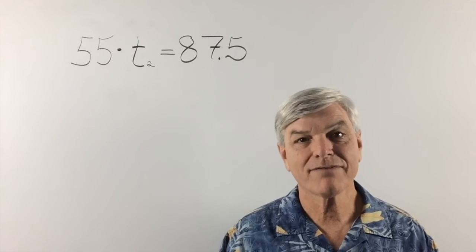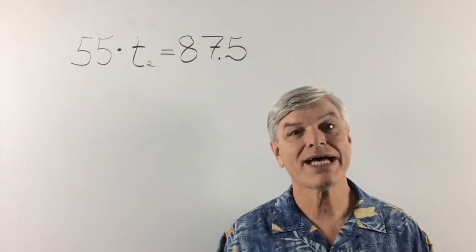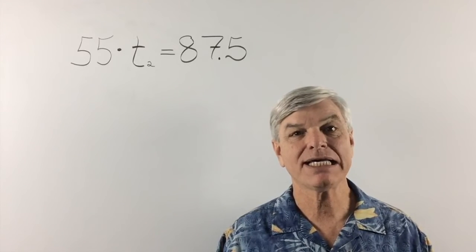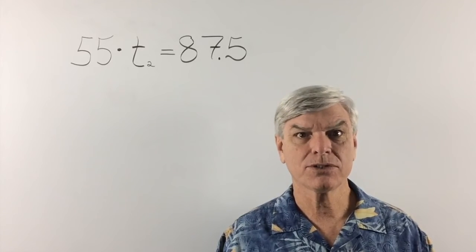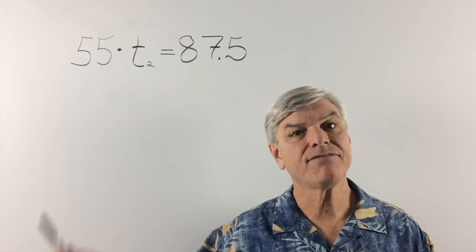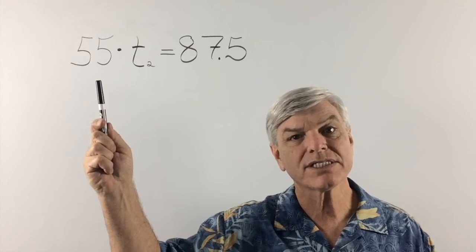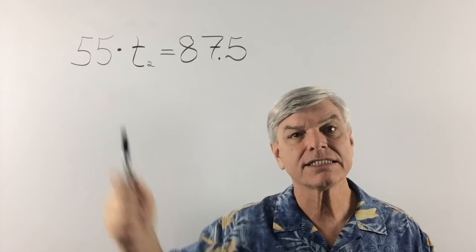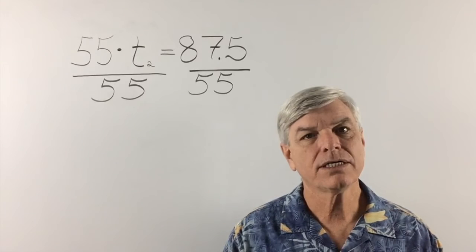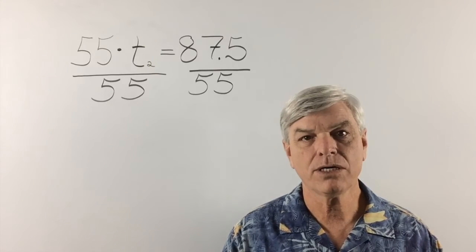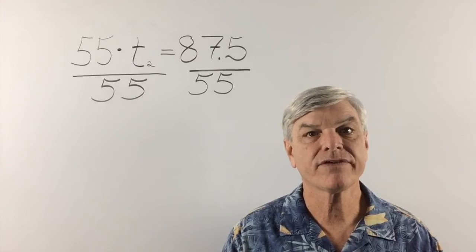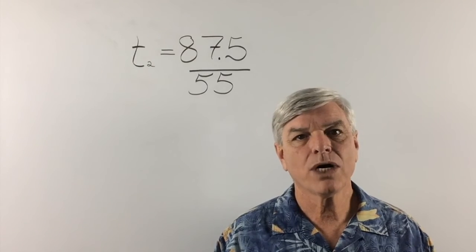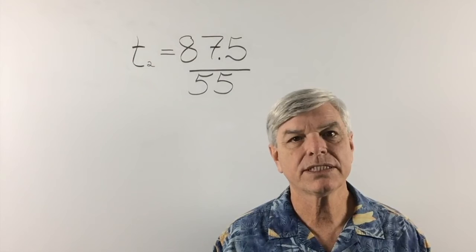When he was first traveling to work, he liked looking at all the pastures and the cows and the mountain peaks. But after a while, he thought he wanted to spend less time on the road. So he is going to drive at 55 miles per hour now instead of the 35. Let's see if he gets to work quicker. To get T2 alone, we're going to divide both sides by 55, and 55 over 55 is 1. 1 times T2 is T2.